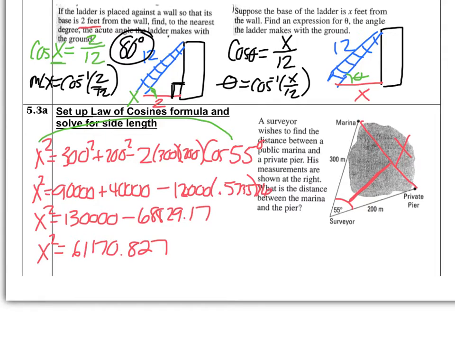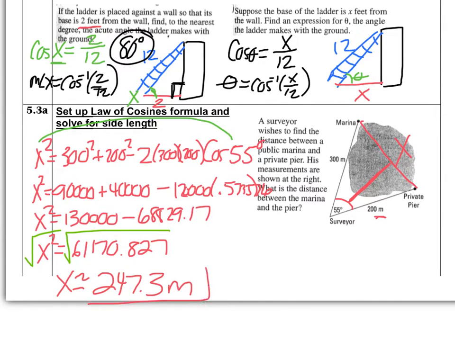We're going to wrap the problem up and solve for x, so I have to take the square root. When you do that, you're going to get that x is going to be approximately 247.3. And we're talking the distance here is in meters, so I put meters as a label, and we're done.